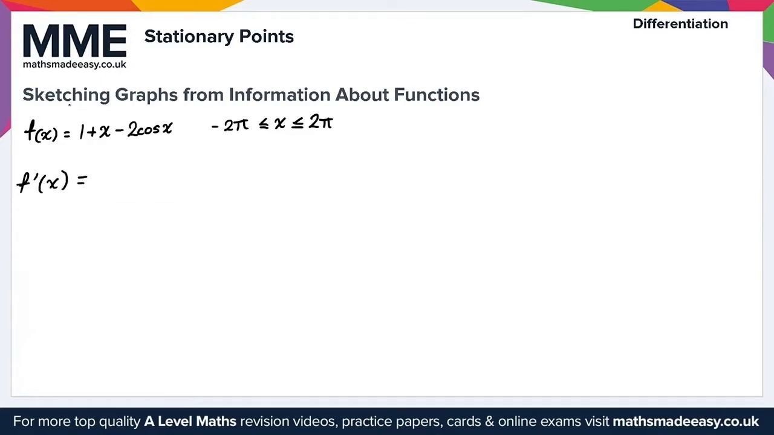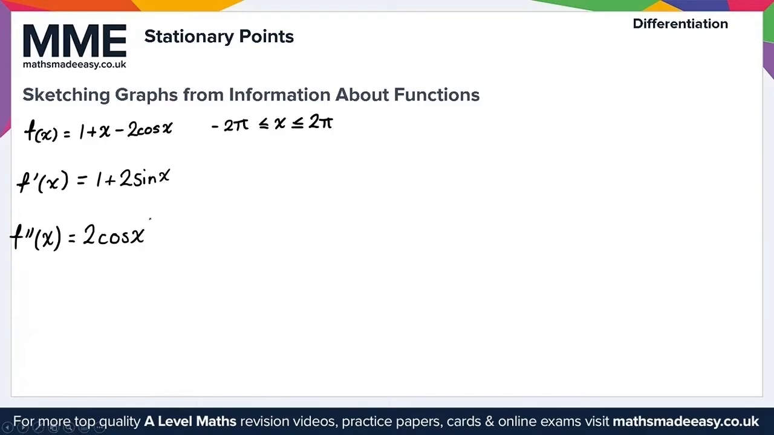Well, the 1 would differentiate to 0, the x would differentiate to 1, and the minus 2 cos x here would differentiate to 2 sin x. So we get plus 2 sin x. Okay? And here now we need to find the second derivative, so that's f prime of x. So in that case, if we differentiate 1 here, that would give us 0, and if we differentiate 2 sin x, that will give us 2 cos x.